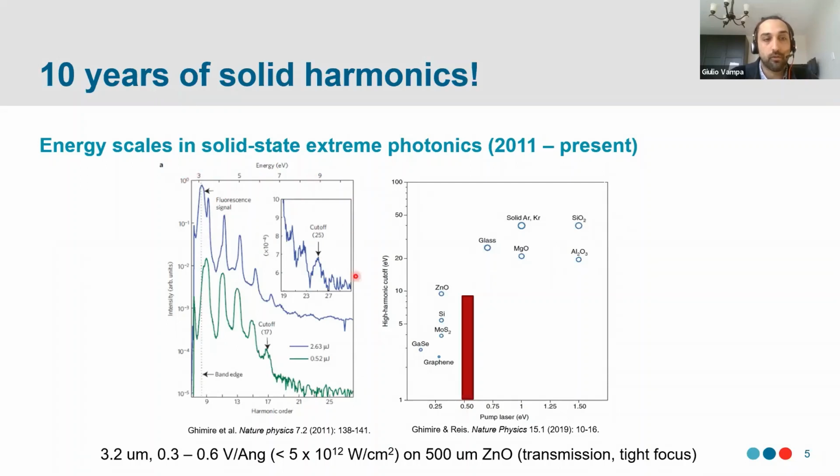I show here the very first spectrum that was measured. David and Shambhu Ghimire, who was the lead author on the paper, used the 3.2 micron laser with a very moderate field strength compared to what you're used to in gases, which is about terawatts per square centimeter. And they focused tightly on a 0.5 millimeter thick zinc oxide single crystal.